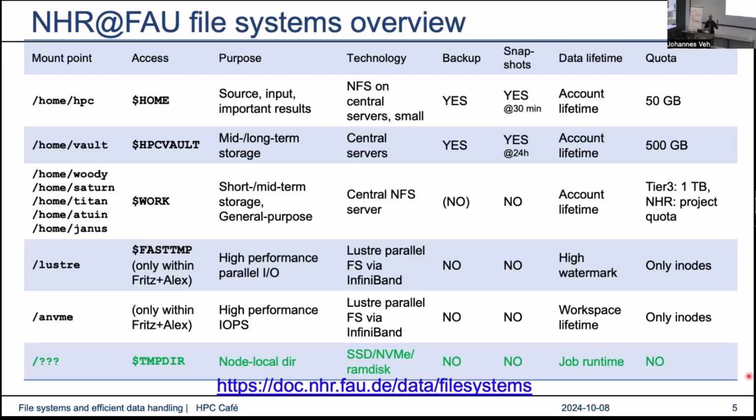And the same is true in the other direction when it comes to ANVMe and Fritz. ANVMe is co-located with Alex. So in Alex, you have InfiniBand, low latency and very high bandwidth, but to Fritz, you again have to communicate over Ethernet, so things are slower but still quite fast.